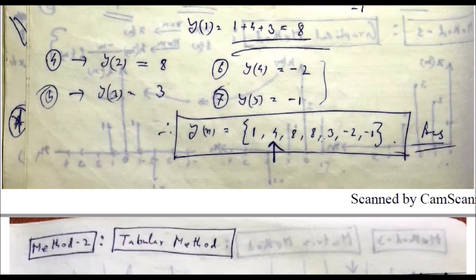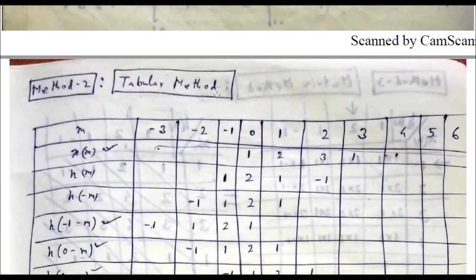It is very easy to understand, but for two long given sequences, you have to perform a very huge number of steps. That's why this procedure is very lengthy, but it is very elaborative as well as illustrative. Next method is the tabular method. For the tabular method, again you take both the signals.